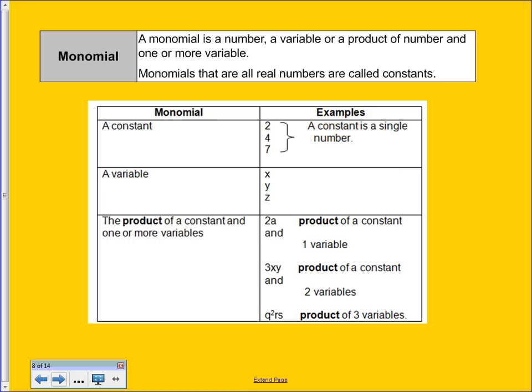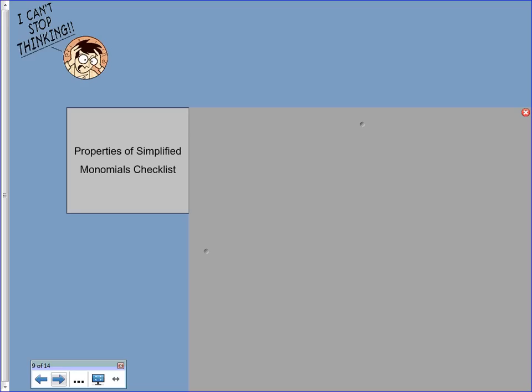Mono means one. Okay, next thing that you want to know is that monomials that are all real numbers, meaning there are just numbers, there's no letters, those are our constants. We talked about that last notes, okay? Things that are all numbers are constants. You do not have to write this chart down if you don't want to, but if you want it just for reference of what a variable will look like, what a product of a constant and variable, and what a constant would look like, feel free to write down some of those examples.